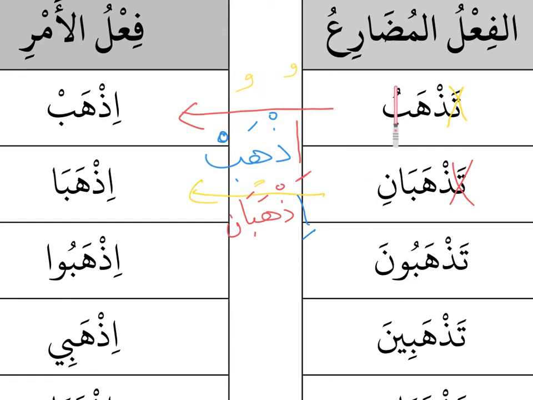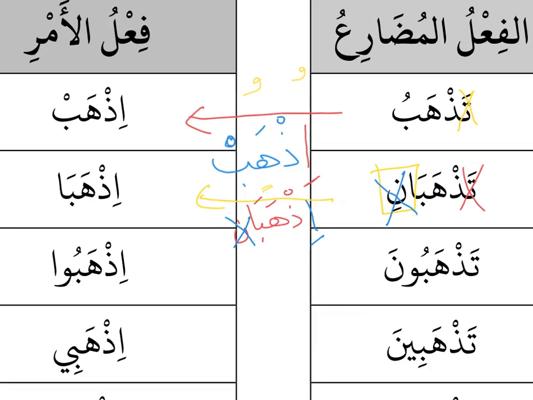The final step: what we did here is we change the ending. For tadhabu, the dhamma is changed to a sukun. But for tadhabani, there is no dhamma. Tadhabani ends with alif and nun. For fi'l amr, what we need to do is to drop the nun, only the nun, not the alif. So now we remove the nun and this is what we get.